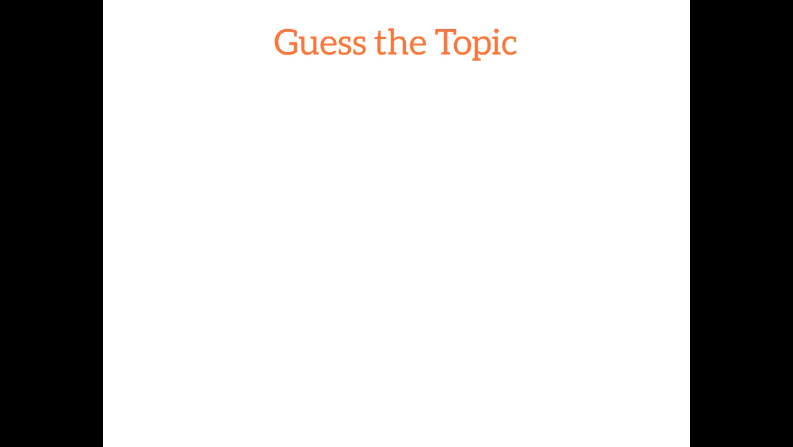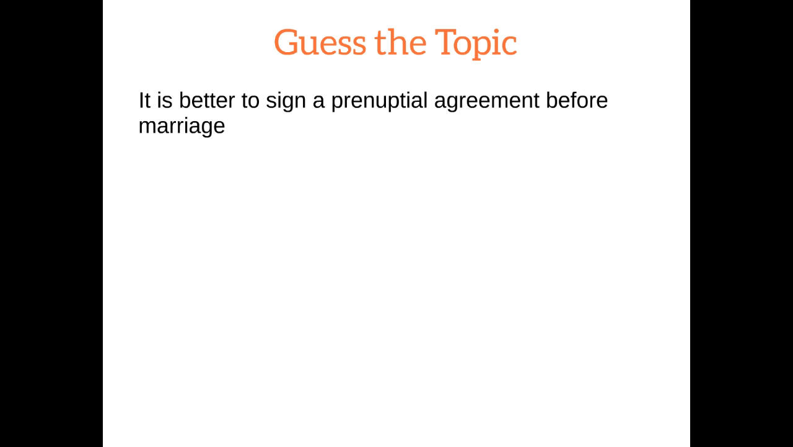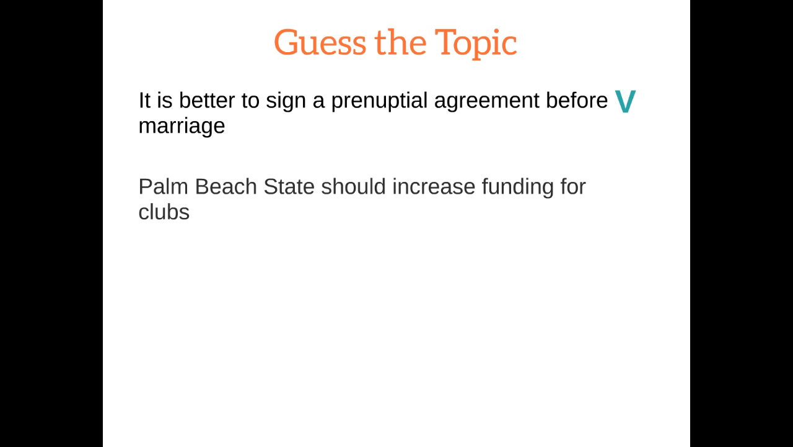The other thing to keep in mind is that when you're looking at these topics, it's important to be able to identify which one is which. So I'm going to give you some example topics, see if you can identify them. It is better to sign a prenuptial agreement before marriage. So this is value. Be careful because some people automatically would identify this as action because I'm talking about a prenuptial agreement, but I'm saying it's better. So question of value always would have an emphasis on better, worse, moral, immoral.